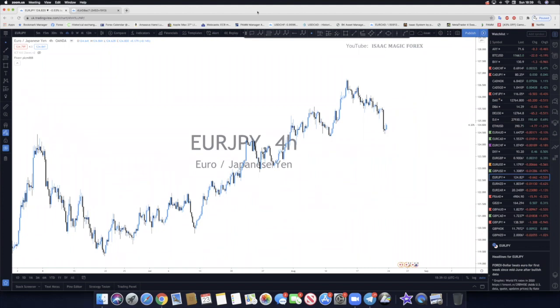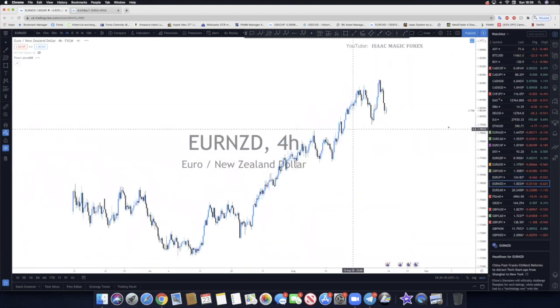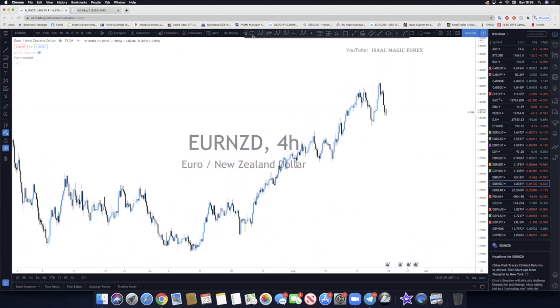If you are not in the Isaac Market chart, I'm going to update some of the setups that I've posted. Make sure you are in. Euro New Zealand: if you look at it, I posted this Euro New Zealand about the sell. I took a sell here, and then it came up again. I got my pips here.